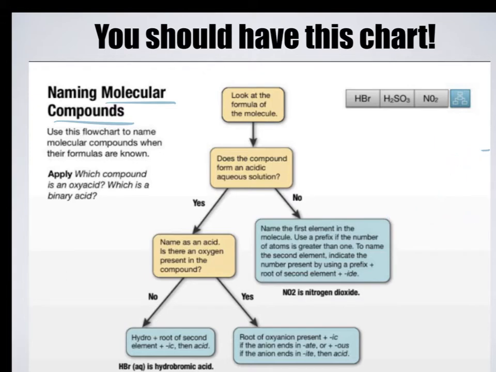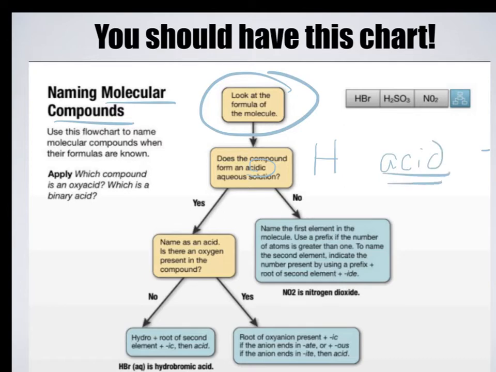The first thing we're going to do, though, is look at the good old flow chart again. Okay? So it says look at the formula of the molecule. If you want to name it, you've got to look at the formula of it. And then it says next, does the compound form an acidic solution? What does that mean? That means, does the formula begin with an H? Or more precisely, does it have the word acid somewhere in it? As weird as it sounds, yes, when you are naming acids, they have the word acid in them.